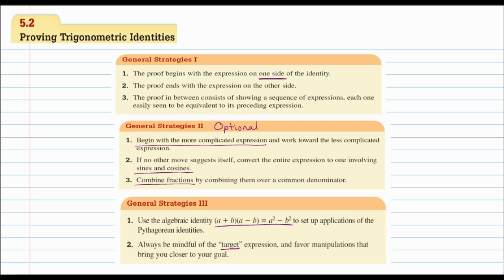Here's some strategies I put on the first page to help you along with this process. General strategy 1 I like a lot. Only work with one side of the identity. Only one side. You will never touch the other side. Now, it's not always the left, it's not always the right. You want to begin with the more complicated expression, and complicated to you may mean something different than your neighbor.